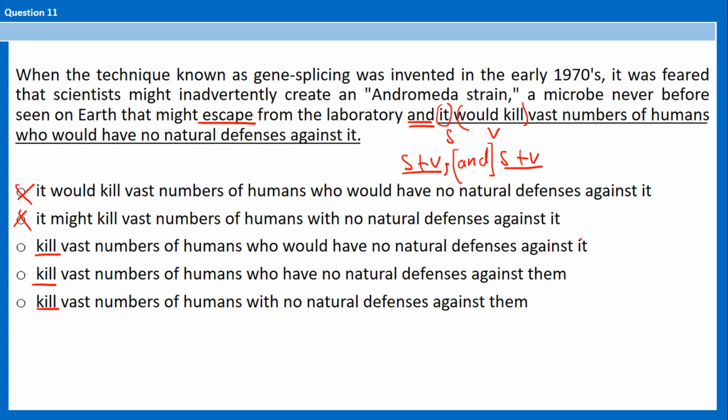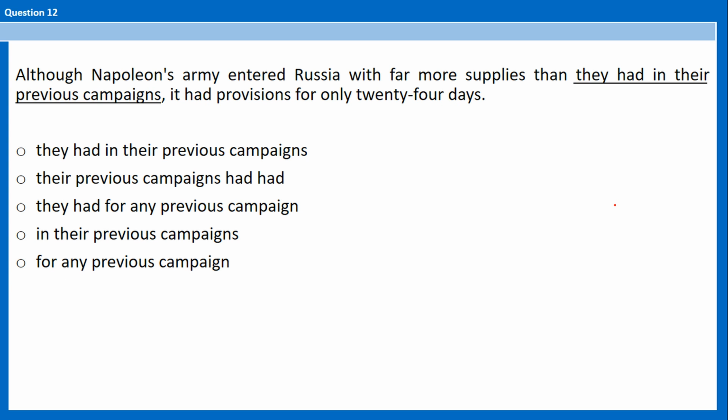So, differences. It or them. Well, I'm talking about a microbe. And that's singular. So I cannot use them. I need the third one. It. Very simple. Question number 12.